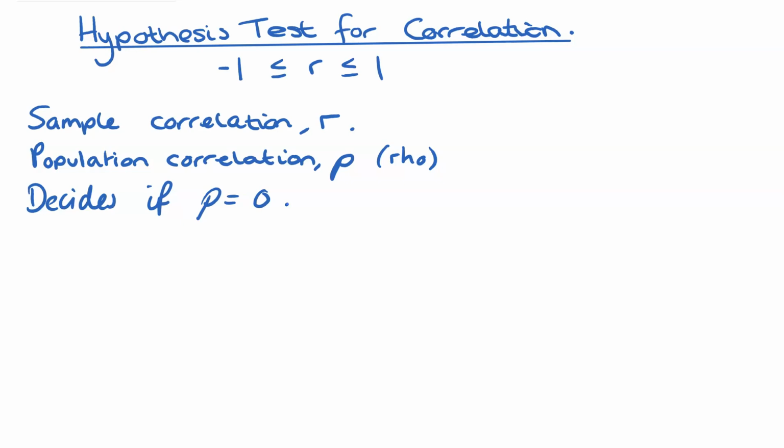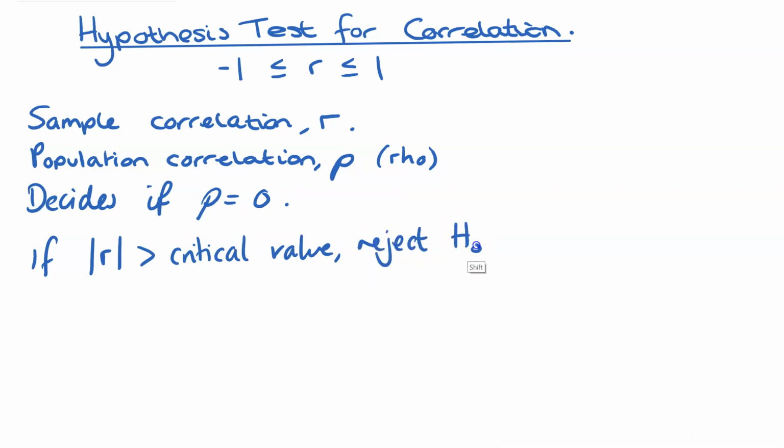And you use critical value tables, which are provided to you in the exam or in the back of a textbook or on a website. They'll be there somewhere, and I'm going to show you how to use those as well. Now, the key piece of information is if the modulus of R is bigger than the critical value, you reject the null hypothesis. So there is a correlation between whatever it is you're measuring.